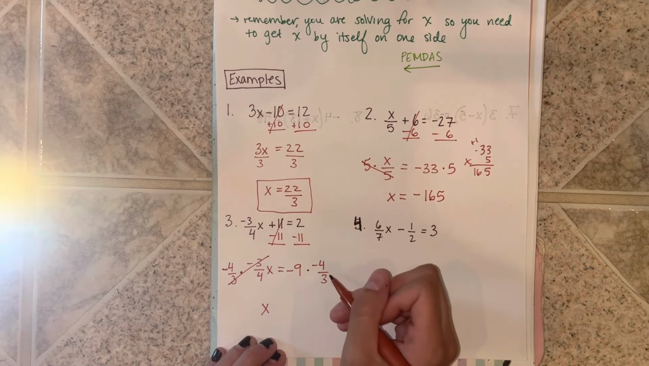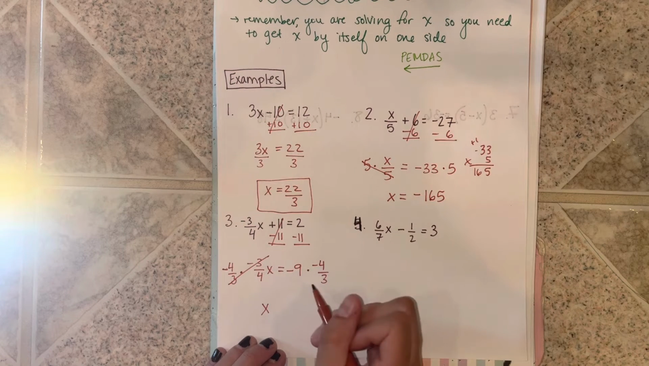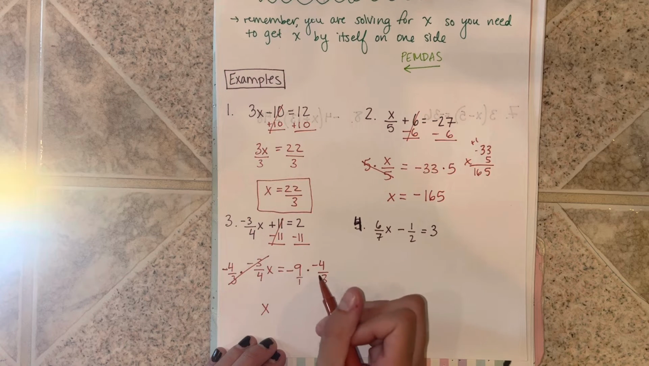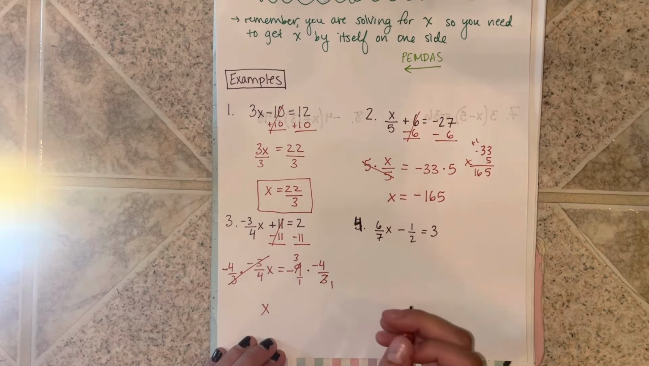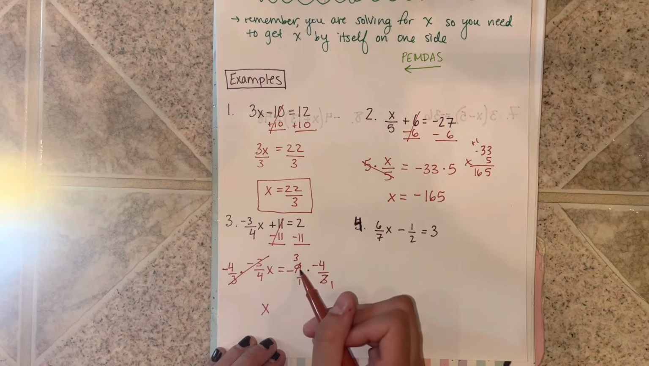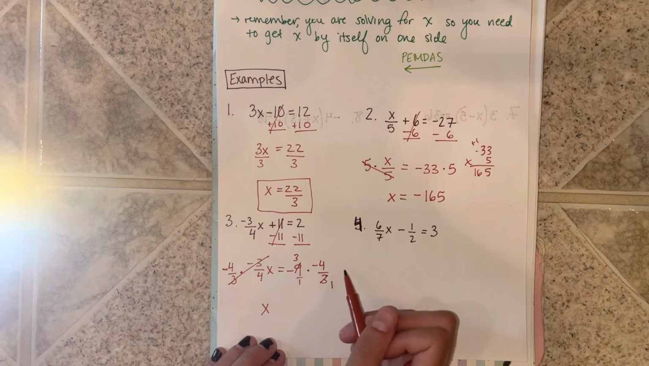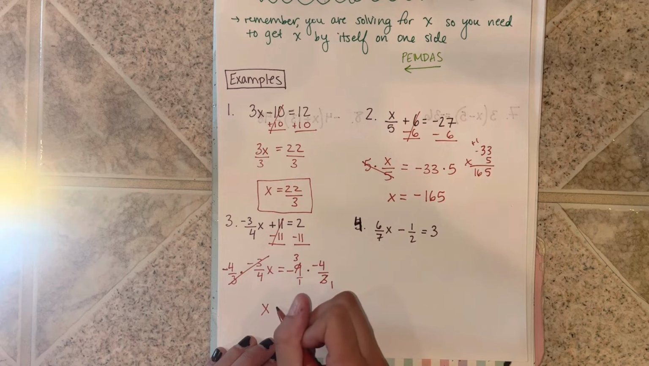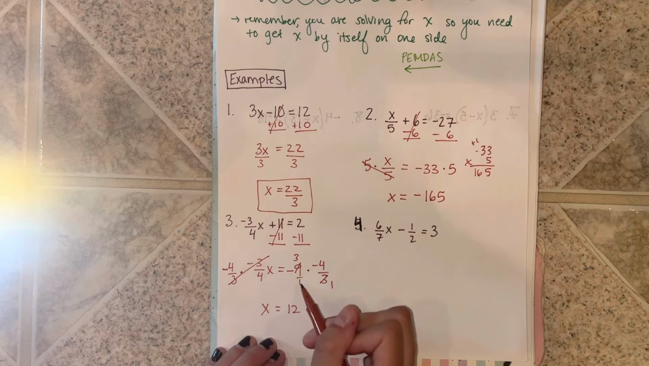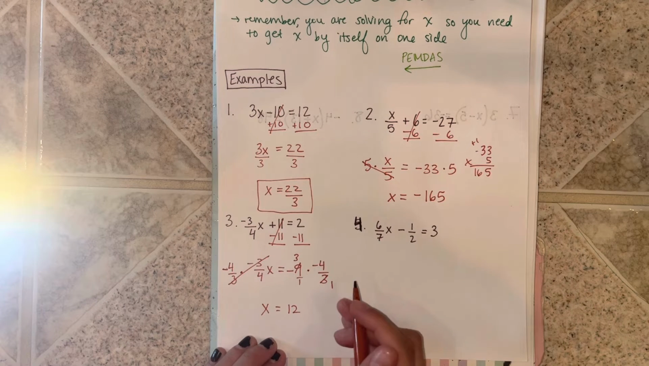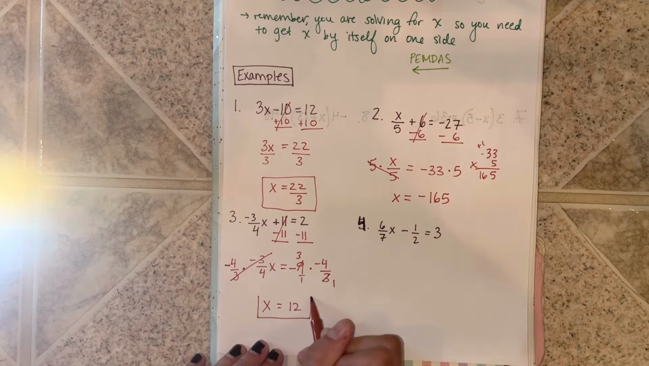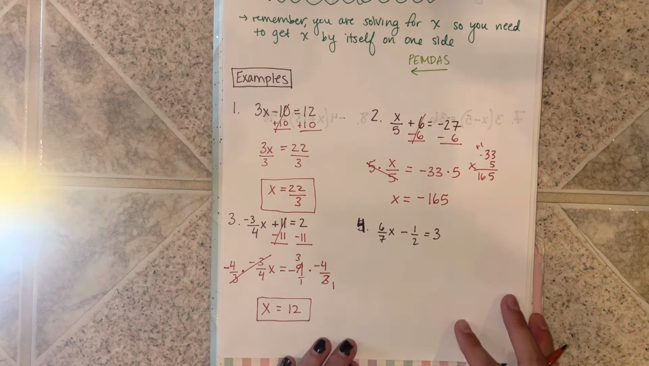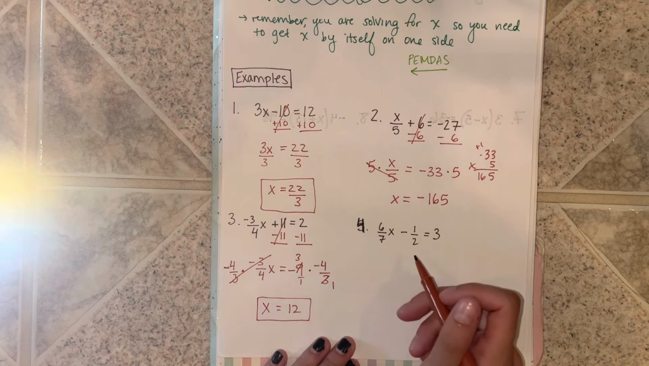And then if you look, this is like 9 over 1, right? If that helps you out, you can see that this simplifies to 3 and this simplifies to 1 because 3 goes into 9 3 times. So then you have negative 3 times negative 4, which is a positive 12, over 1 times 1, which is just 1. So x is equal to 12.